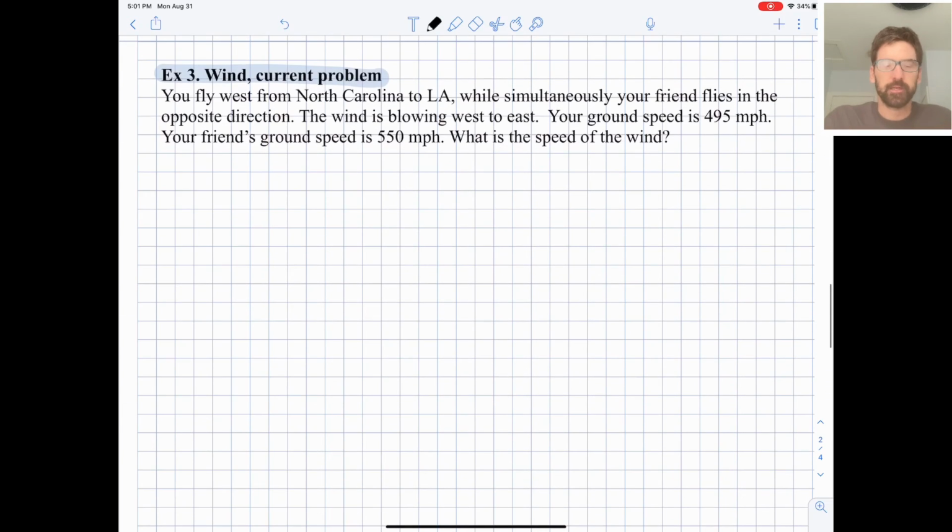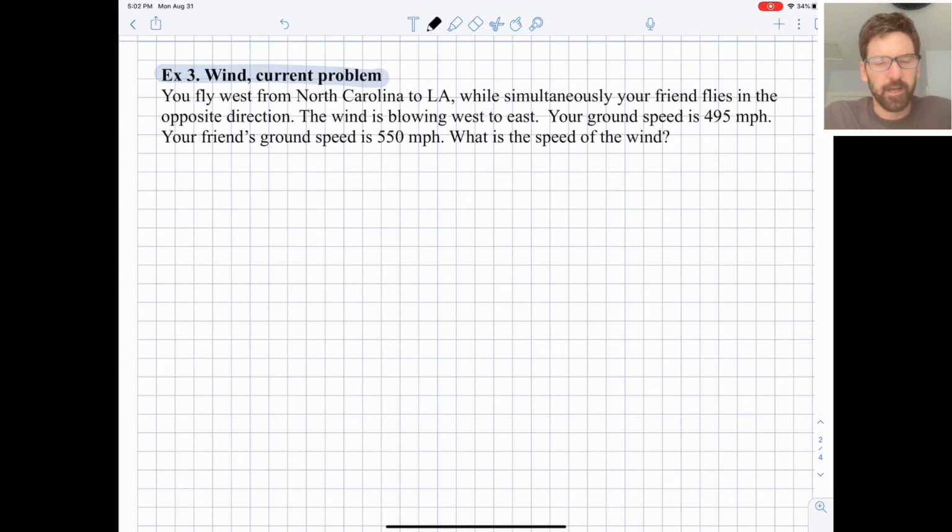And then this last one is another classic sort of systems equation that you'll come across a lot. It's a wind and current problem. Sometimes it'll be you're rowing upstream and then you return downstream, and you need to figure out what the current speed is, what your speed in still water is. Here's a similar example, except you're flying through the air.